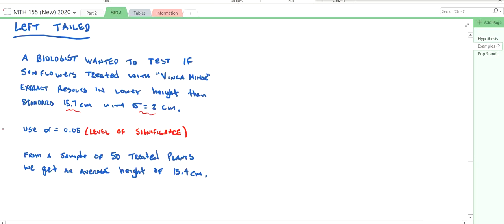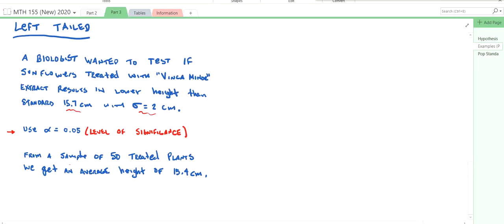This is arbitrarily set when we decide this. It's not etched in stone. 0.05 is not etched in stone or anything. We're just doing our hypothesis test at a level of significance of 0.05. So we start with a sample of 50 plants that are treated, and in that sample of 50, we get an average height of 15.4 centimeters.